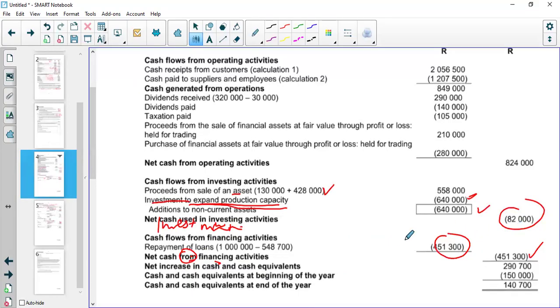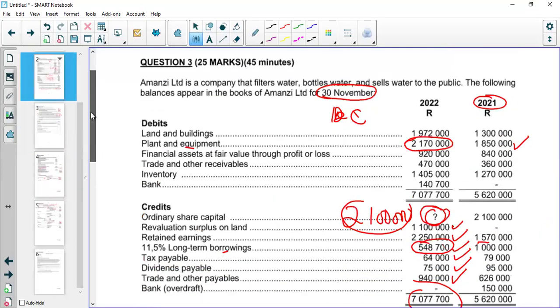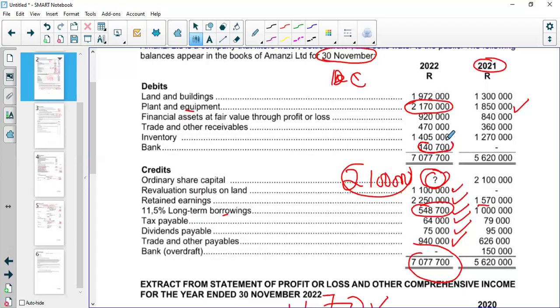And this is the increase, right? We started with 824 plus that, minus that, minus that. So net increase in cash and cash equivalents, then cash and cash equivalents at the beginning of the year, then cash and cash equivalents at the end of the year. This was an overdraft. That's why we subtracted. Then it should also give us 14700 as the cash and cash equivalents. That is where we are.